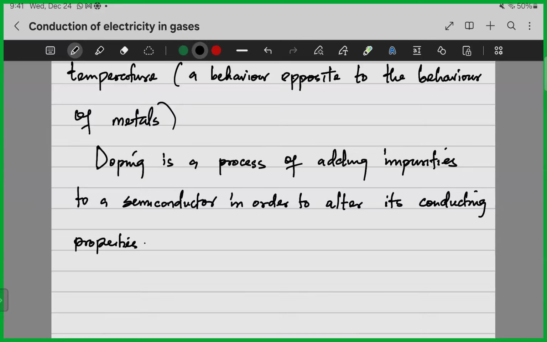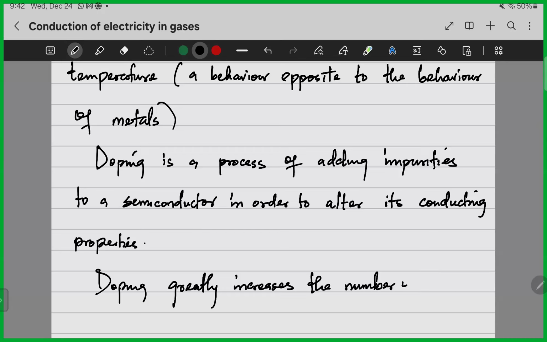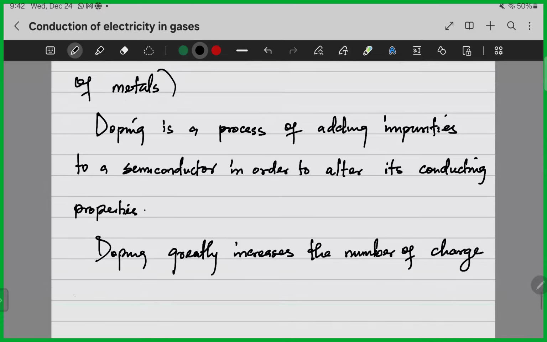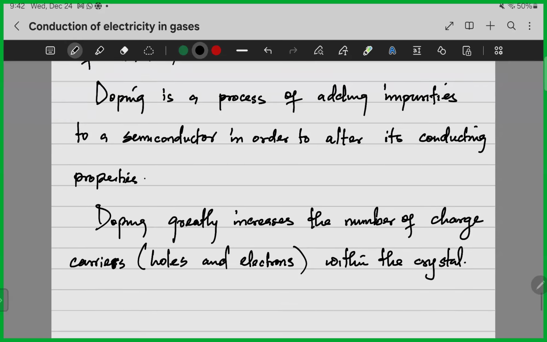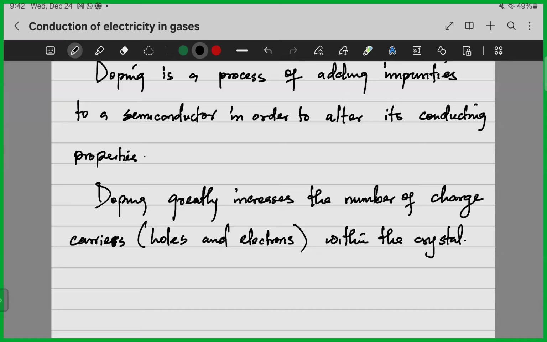So a big idea here is that doping greatly increases the number of charge carriers. When we say charge carriers, in semiconductors we have two charge carriers: holes and electrons. So doping increases holes and electrons within the crystal, and by that, changes the properties.